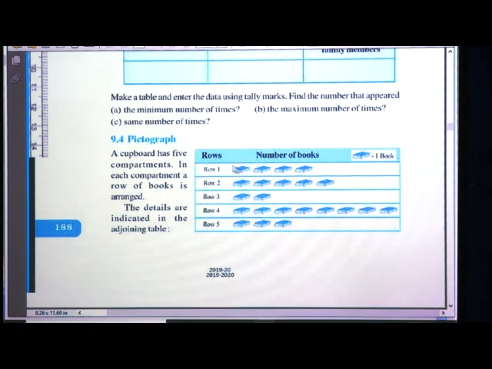You can see a cupboard has 5 compartments, 1, 2, 3, 4, 5. In each compartment there is a row of books. So, row 1 has how many books? It is given here. These are the rows, these are the numbers of books, and the sign of one book indicates one book. So, row 1 has how many books? 4 books. Row 2 has 5 books. Row 3 has 2 books, row 4 has 8 books, and row 5 has 3 books. Okay.